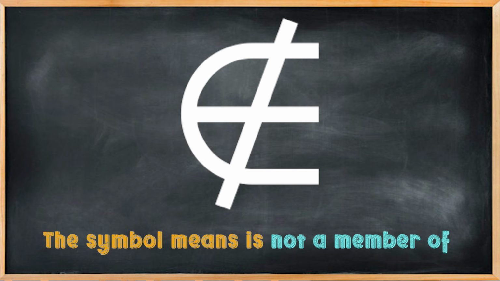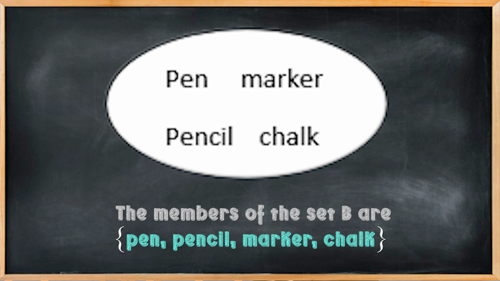So, things that are not found in a set are not members of that set. So, we use this symbol. Let's look at an example. Here we have set B. Can you see the members of set B? The members of set B are pen, pencil, marker, chalk.